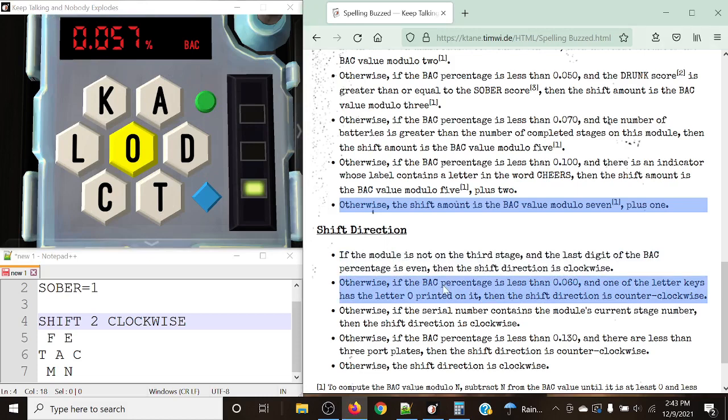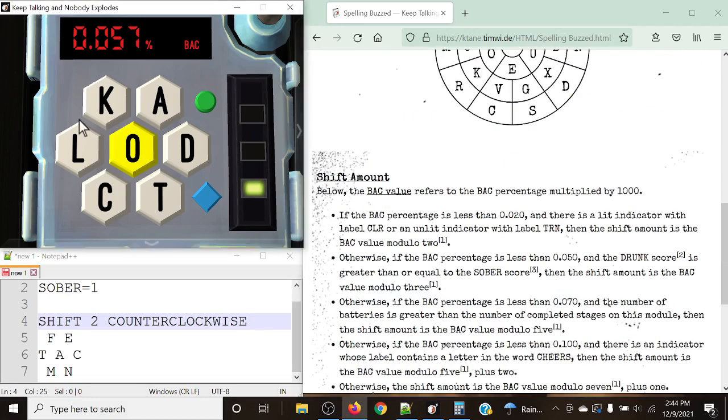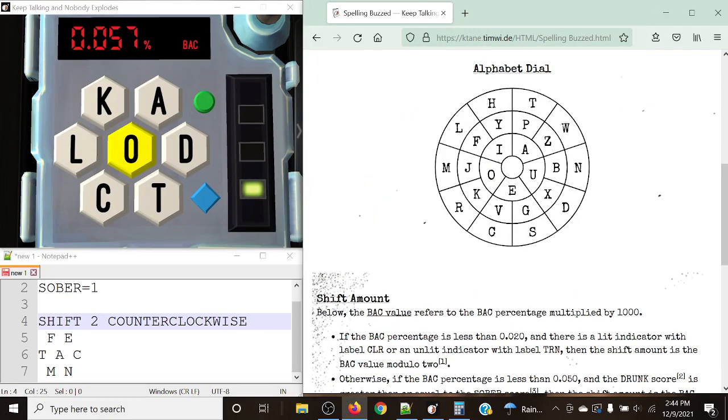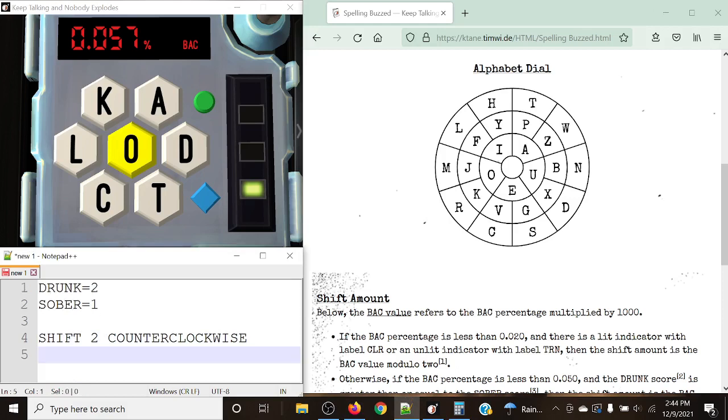If the BAC percentage is less than 0.06, that is true, and one of the letters has the letter O printed out on it, then the shift direction is counterclockwise. However, we do unfortunately have an O present, so this means that we're going to be shifting counterclockwise instead of clockwise. So now we're going to use the same letters on the displays here, and now instead of shifting clockwise, we're going to get rid of these guys, and we're going to shift counterclockwise.